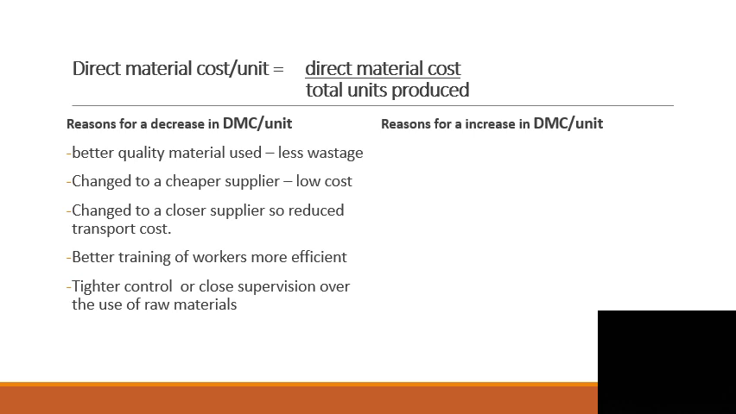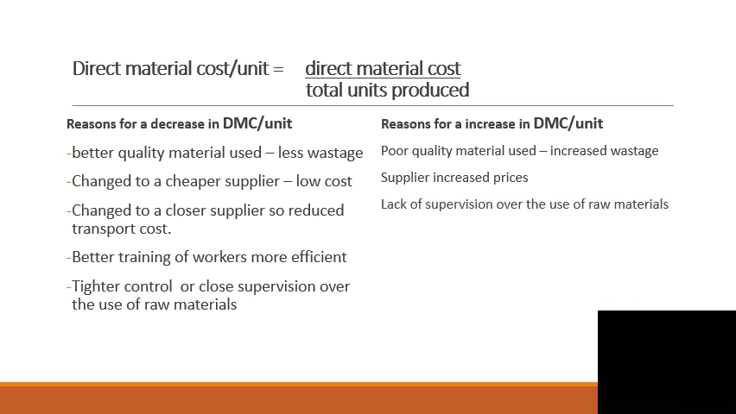Then reasons for an increase. Now it is the opposite. Our direct material costs have increased from one year to the other. What might be the reasons? Poor quality material used. If material is poor, then it might result in increased wastage. Supplier increased prices. So if the supplier increases prices, cost of production and cost of raw materials will increase. Lack of supervision over the use of raw materials. Those are some of the reasons why raw material costs can increase.